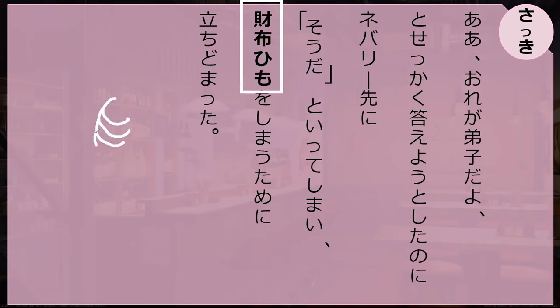Saifu. Saifu what? Saifu himo. Right, so the saifu himo, the string wallet. Alright, so let's go read this example sentence.